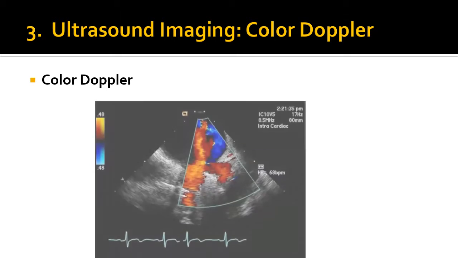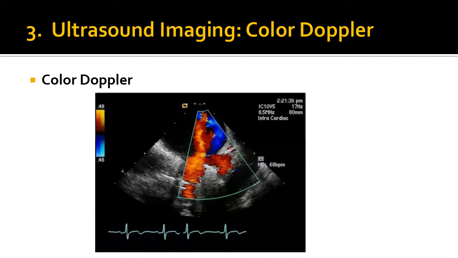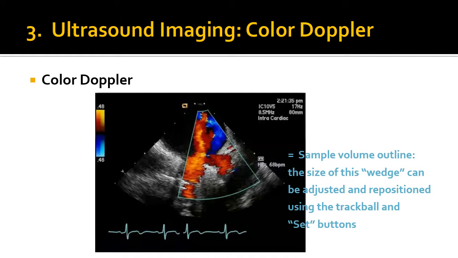Here's another image using color. This is the left atrium and left pulmonary veins. And we'll get to identifying anatomy in the next module. Red flow is showing blood flow from the pulmonary veins into the left atrium, which is normal. The sample volume shows what area is being used for the color. This wedge can be size adjusted and repositioned anywhere on the screen.